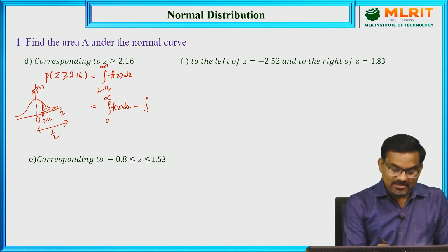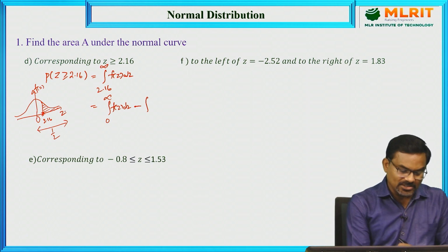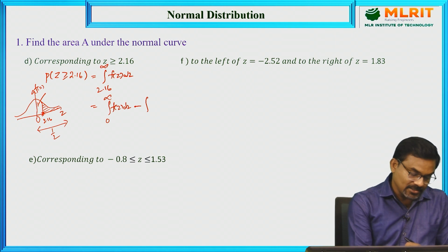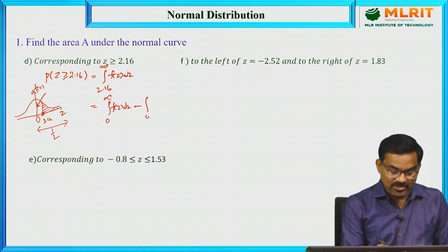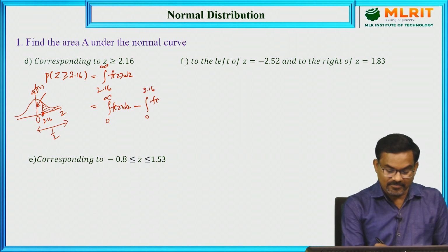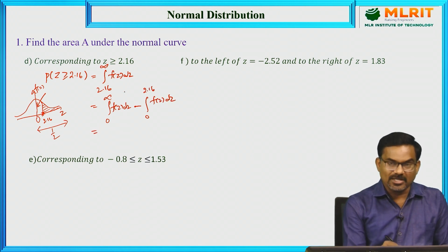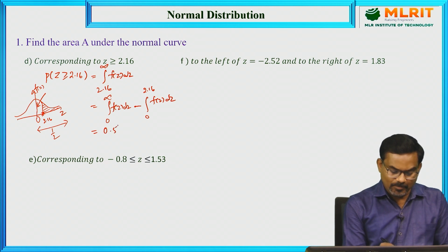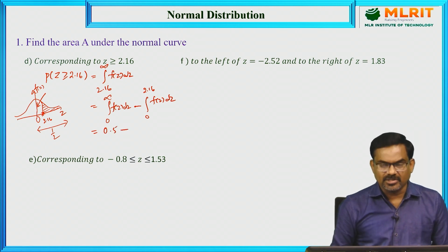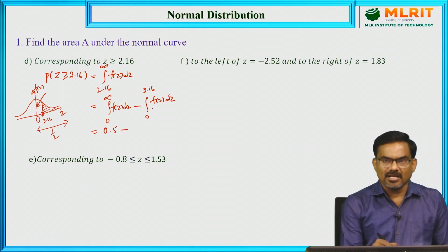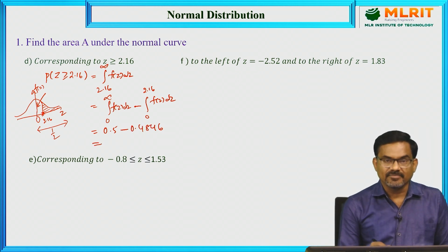From that we subtract; we know that this total region is equal to 1 by 2. If you subtract this value, 0 to 2.16, that gives the remaining portion. So the integral from 0 to 2.16 of f of z dz, and we know that half of the region is 0.5, and now we can calculate this area from the normal distribution table. From the standard normal distribution table, the area from 0 to 2.16 is 0.4846, and hence the final answer is 0.0154.